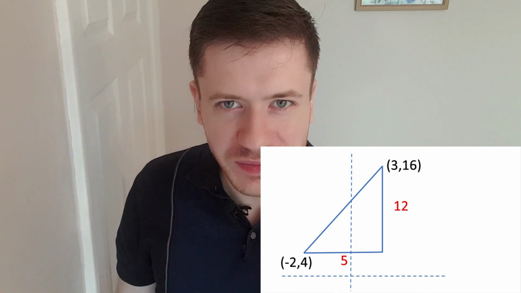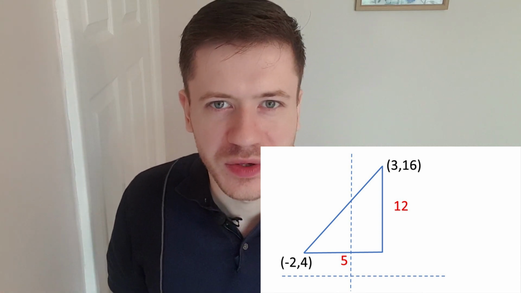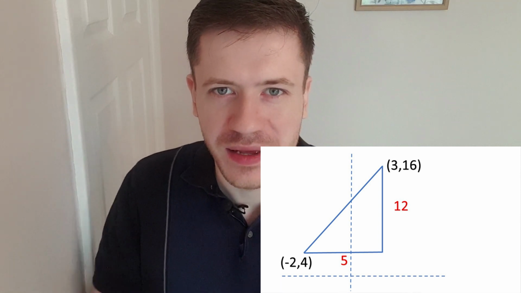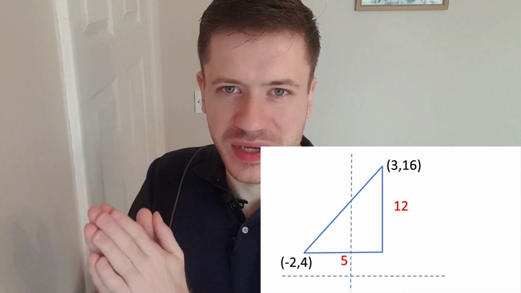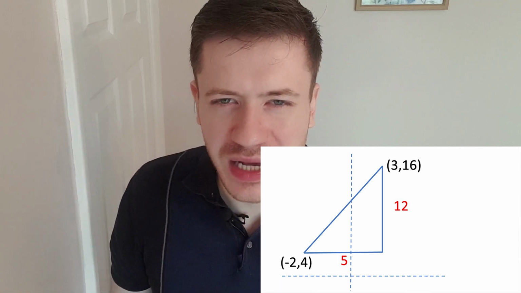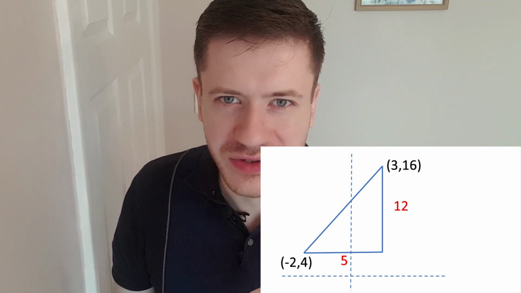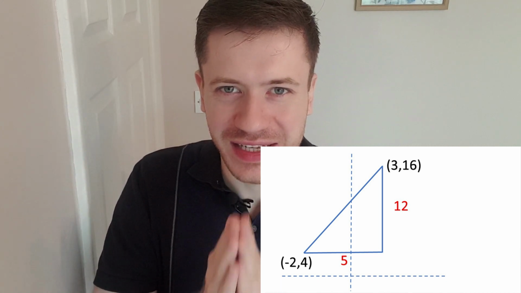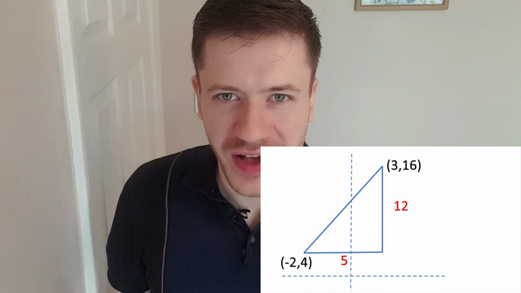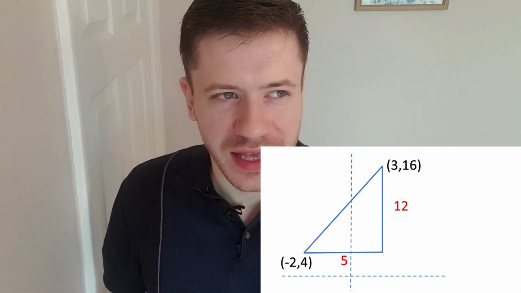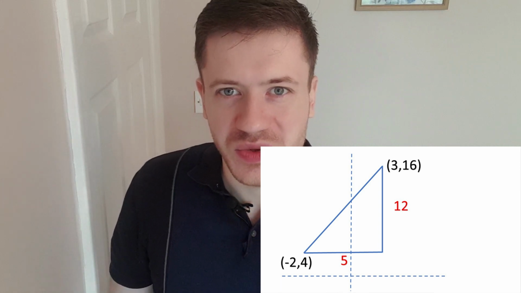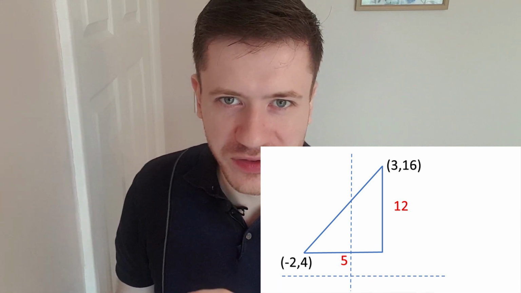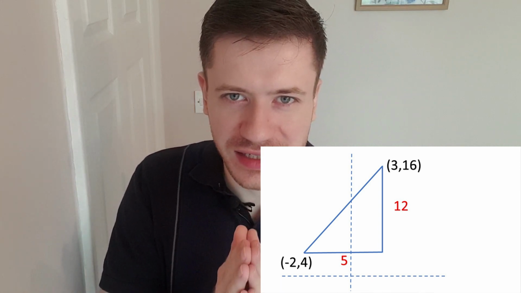Putting that into the full Pythagorean formula, we have 5 squared plus 12 squared equals c squared. Some of you might be familiar with this as a Pythagorean triple, but that will be for another video. For the rest of you, let's work it out. 5 squared is 25 and 12 squared is 144. 25 plus 144 is 169.